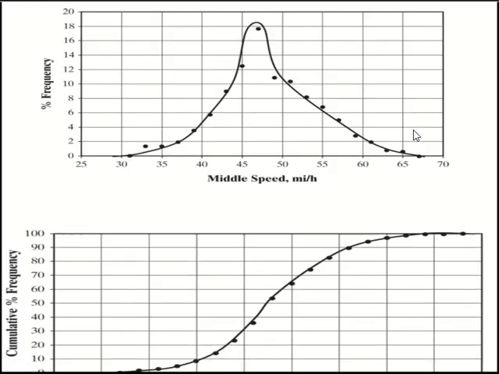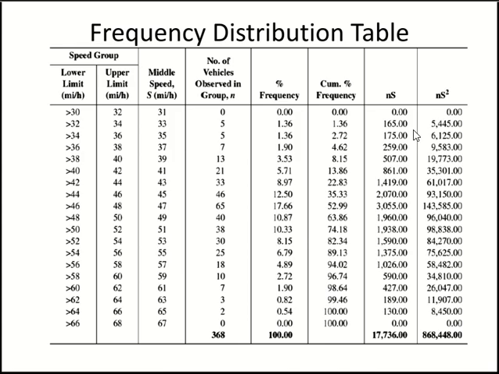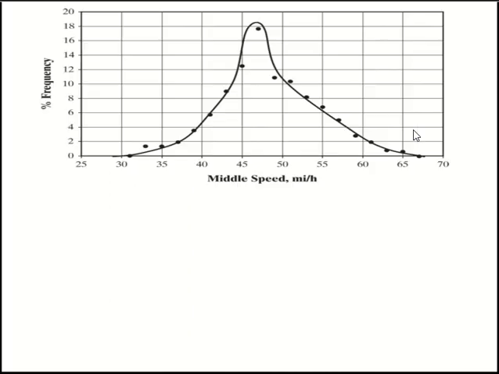Then the next one is called the cumulative percentage frequency. That means the maximum upper limit of the speed group is on the x-axis and cumulative percentage is on the y-axis. So which column on the x-axis? Second column. And the sixth column on the y-axis. Clear?